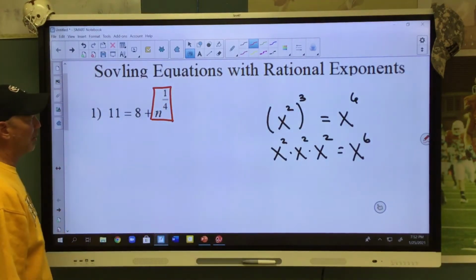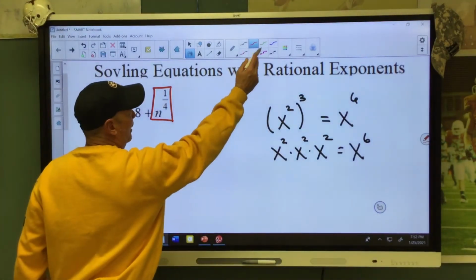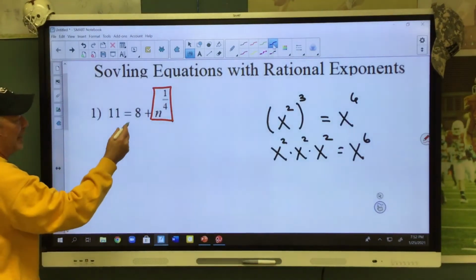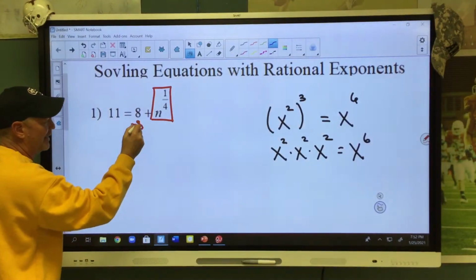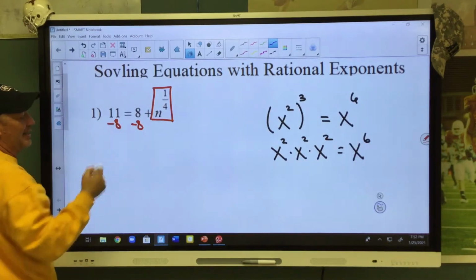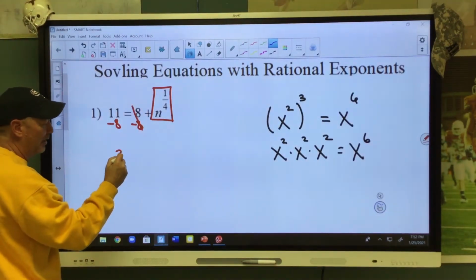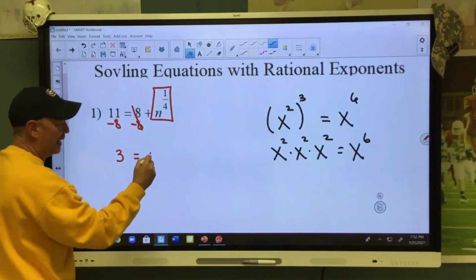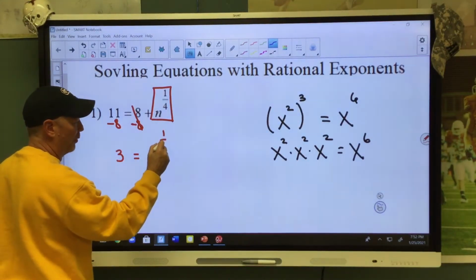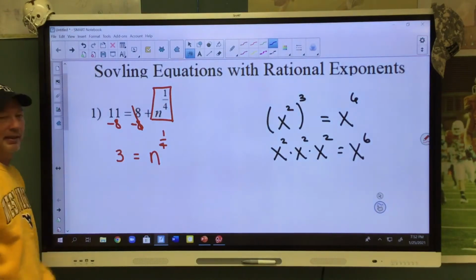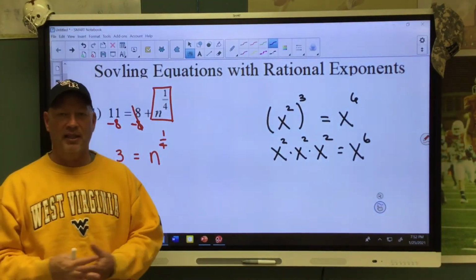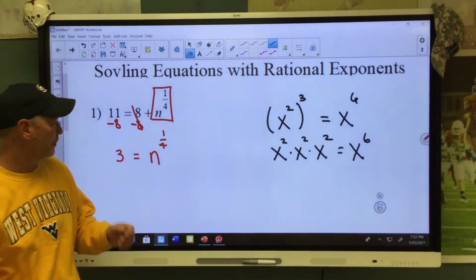So on this problem, I'm going to ask you to move the 8. I'm going to ask you to say minus 8, minus 8. This will cancel. That will be 3 equals n to the 1/4. That's good. Now you have isolated the exponent portion.